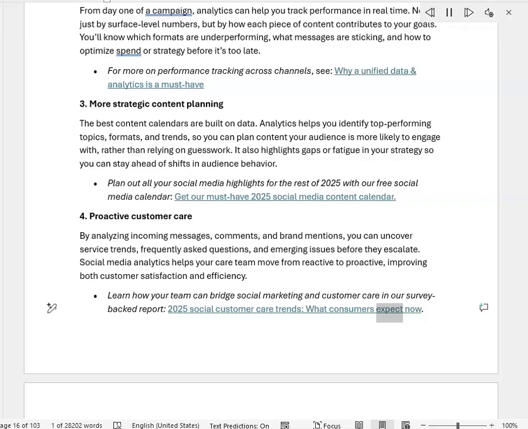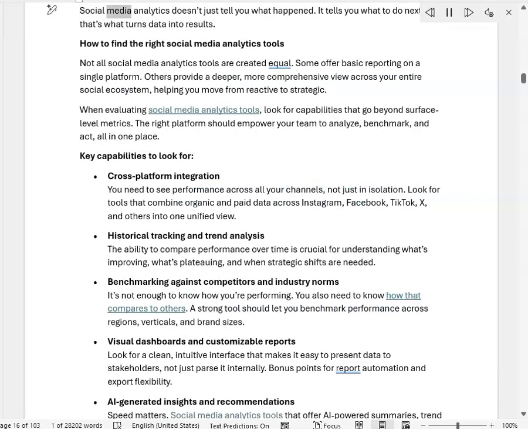Social media analytics doesn't just tell you what happened. It tells you what to do next. And that's what turns data into results.